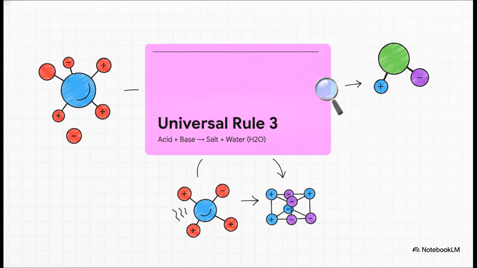And here is Universal Rule 3. Acid plus base yields a salt plus water. This neutralization process is arguably the absolute simplest rule to remember. The molecules are essentially just trading partners. The hydrogen from the acid and the hydroxide from the base link up to leave you with perfectly harmless water, and whatever is left over forms a salt. It's like a chemical puzzle snapping into place.